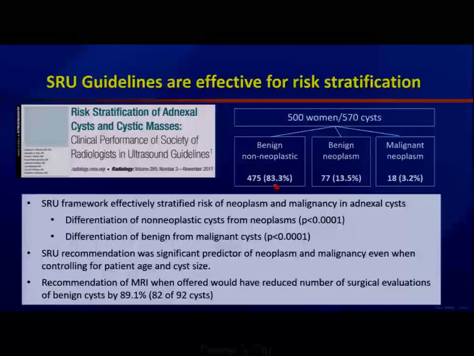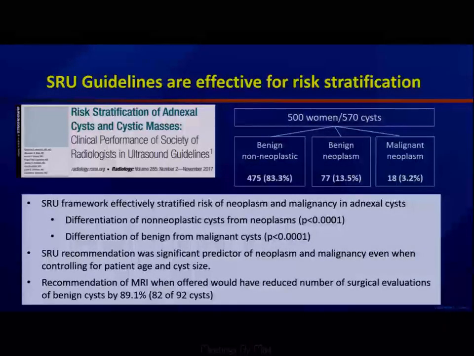And in this group, they had mostly benign non-neoplastic cysts, because that's mostly what we see. Benign neoplasms, 13.5%, and they had a small number of malignant neoplasms, 3.2%. So the SRU recommendation was a significant predictor of neoplasm and malignancy, even when controlling for patient age and cyst size. So feel comfortable applying these guidelines in this framework.